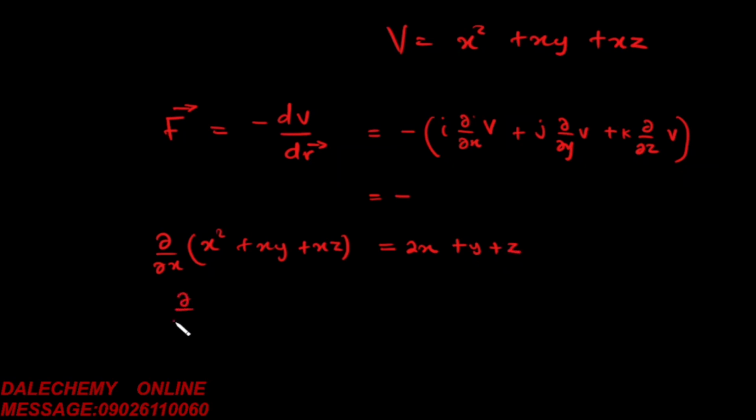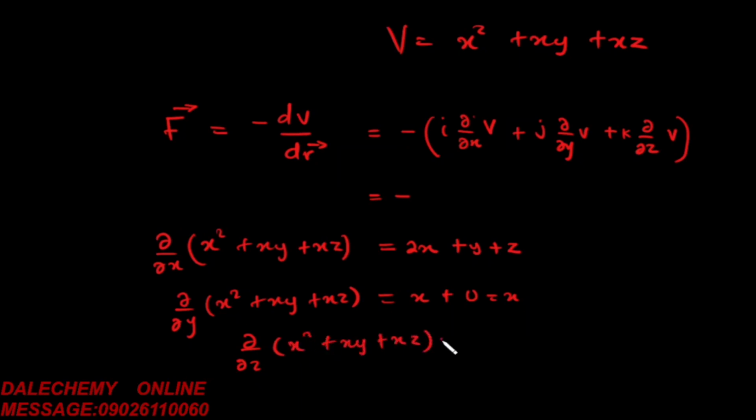You still have to do with respect to y for that. And if you do that, the x squared term turns to 0 because it's a constant. This will have x, and this becomes 0 as well. So your answer is basically x. For the last one, d/dz of x squared plus xy plus xz, that is going to be, with respect to z, all this will become 0 and you have just x.